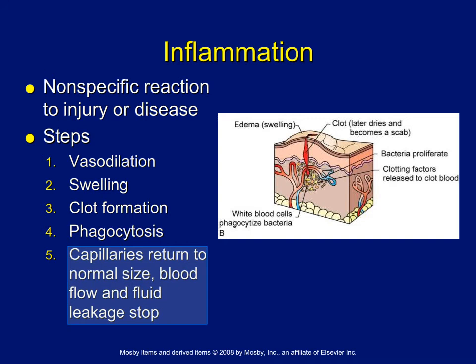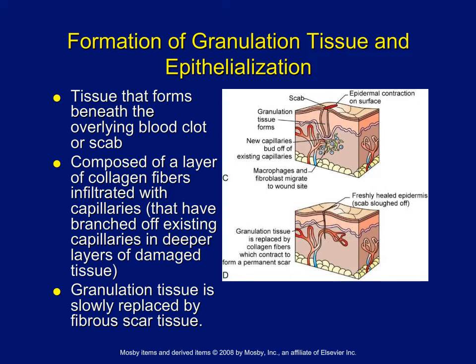And that ends the inflammatory process. So the purpose of inflammation was simply to rinse out the wound, bring raw materials there for the repair, and also to stop the bleeding. The second phase starts when inflammation's done, and that's the formation of granulation tissue and epithelialization. Granulation tissue is a type of connective tissue that helps to unite the two severed ends of the wound, particularly if the wound has a big gap in it.